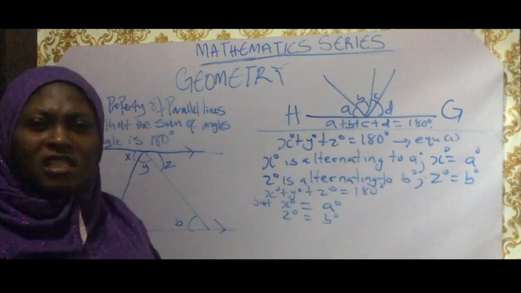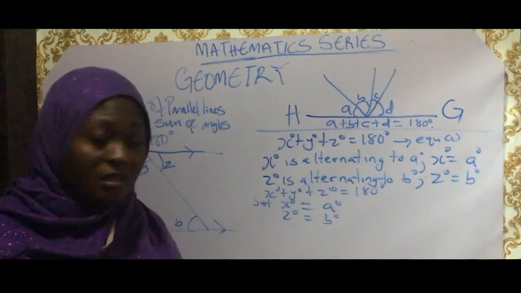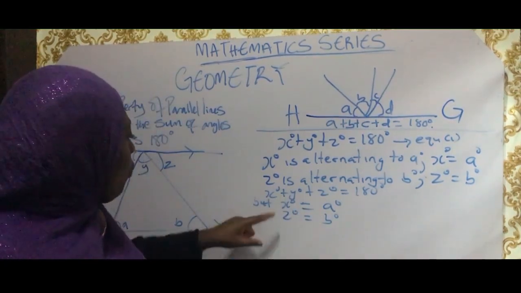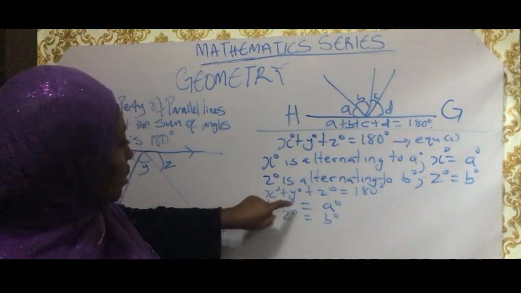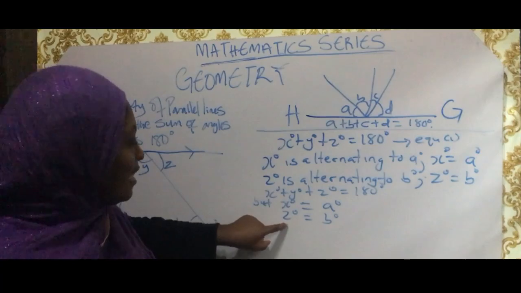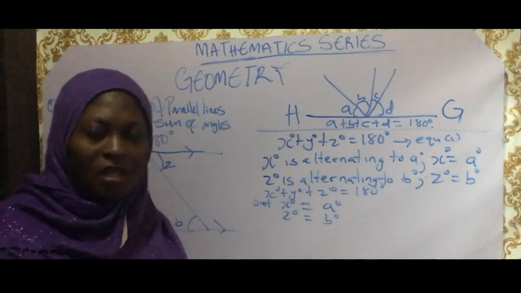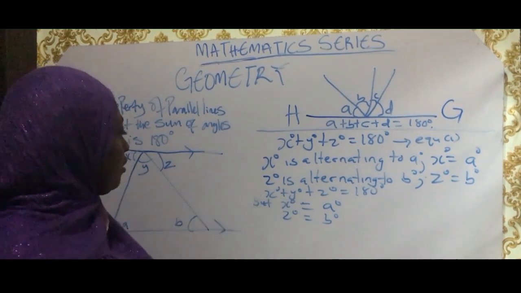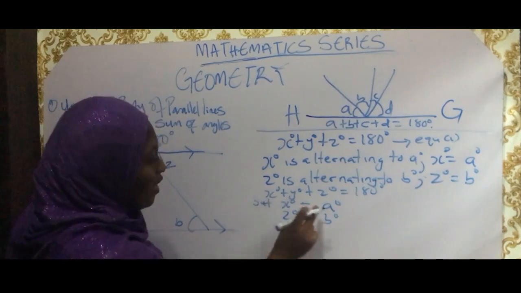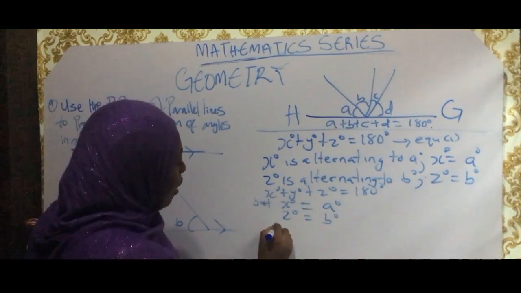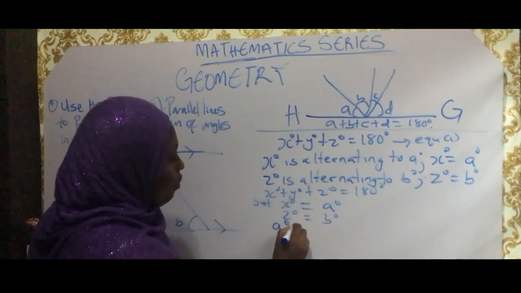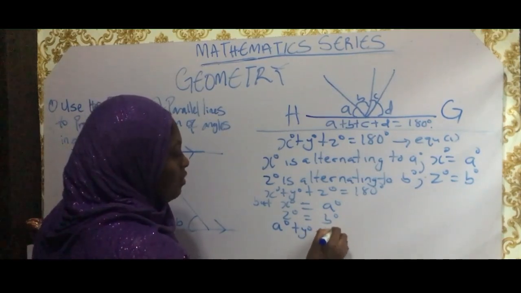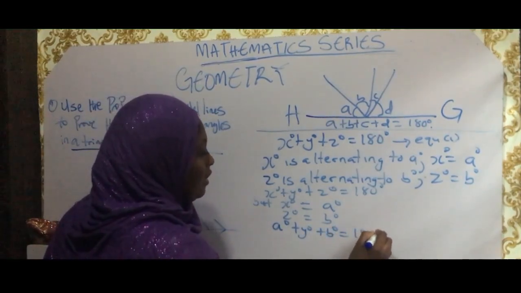So this simply means if angle X is equal to angle A and angle Z is equal to angle B, we can actually replace X with A in this equation and Z with B in this equation. So let's substitute A for X and B for Z in this equation. So we have X, we are going to replace it with A. So angle A plus Y plus angle Z, which is B, equals 180 degrees.